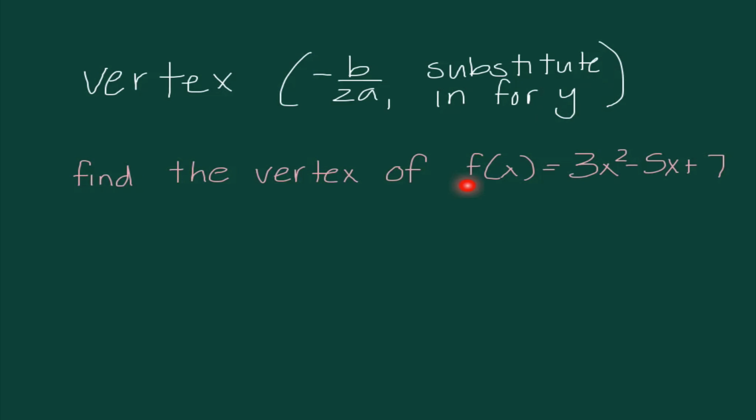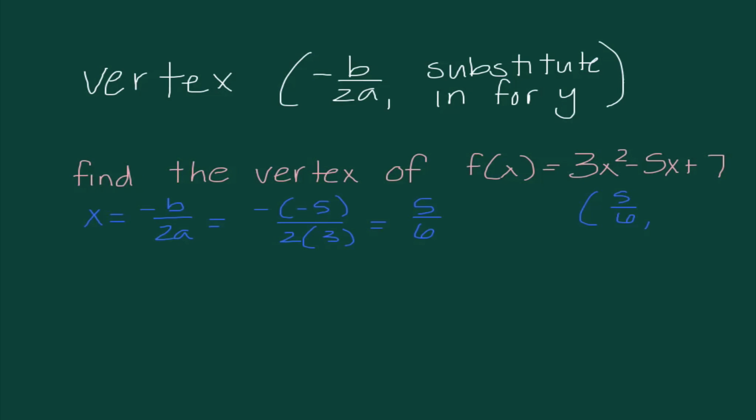So let's practice with this equation, f of x equals 3x squared minus 5x plus 7. To find x, I'm going to do the opposite of b over 2a. So I would do the opposite of negative 5 over 2 times 3, or 5 over 6. So I know that is the x value of my vertex.